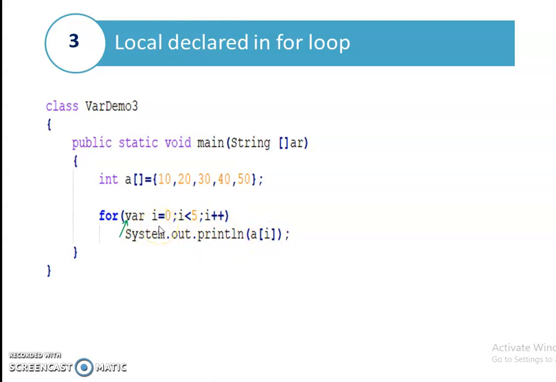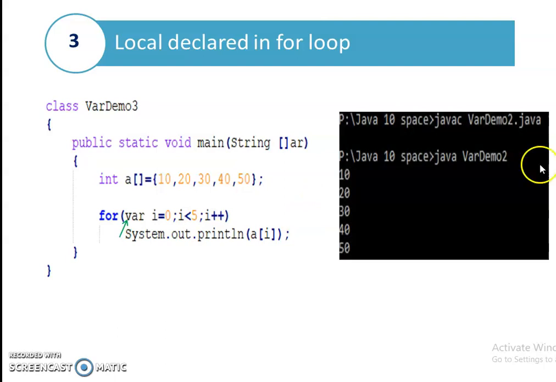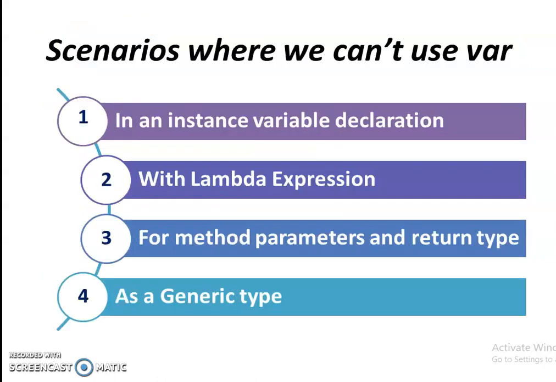So it would automatically detect the type of this variable i based on this assigned value. So when we run this code, the output will print all the elements of this array. So hope this particular code is clear. This is simple.